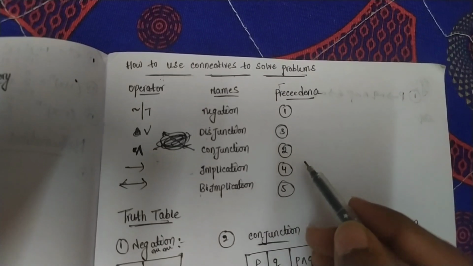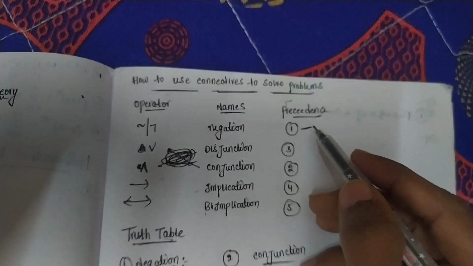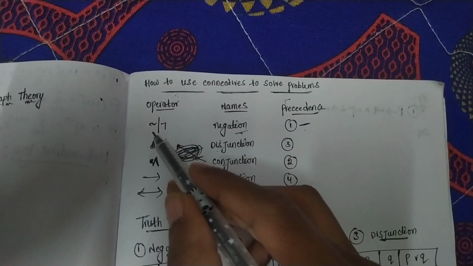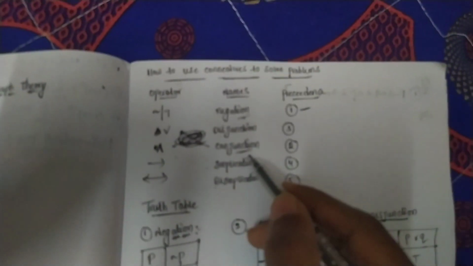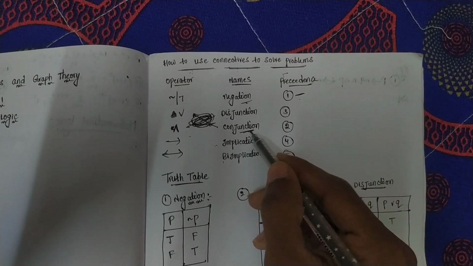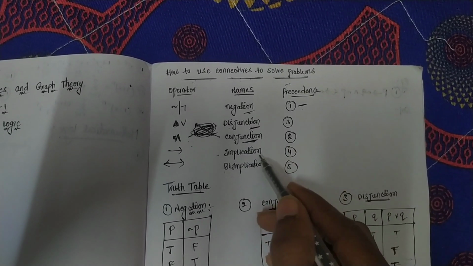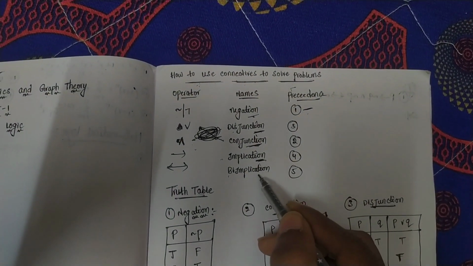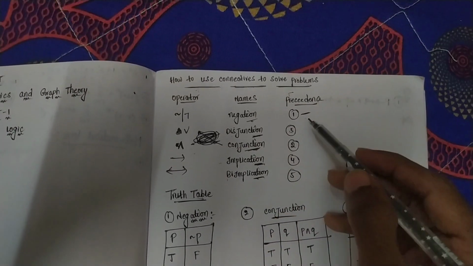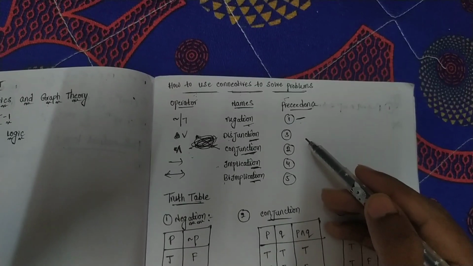Negation is given the first precedence, so in the given condition first we have to solve the negation, that is this symbol, and the second preference is given to conjunction. The third preference is given to disjunction, the fourth preference is given to implication, and the fifth is given to bi-implication. By using these precedences, we solve the given problem related to connectives.